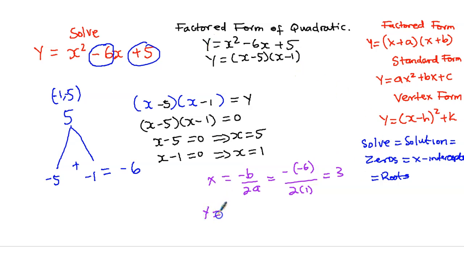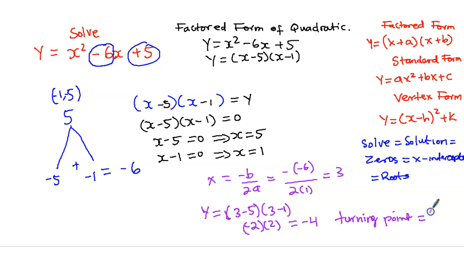We can plug it into either this one or that one, and we will get the same answer. Let's plug it here, and we'll get 3 minus 5, and here 3 minus 1, and that gives us negative 2 times 2, which is negative 4. So now we know that our vertex point, or the turning point, is equal to (3, negative 4).